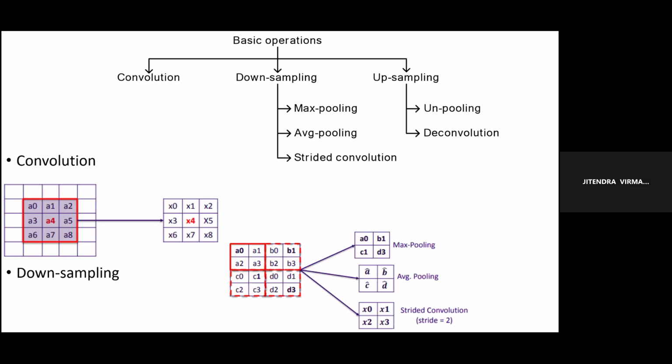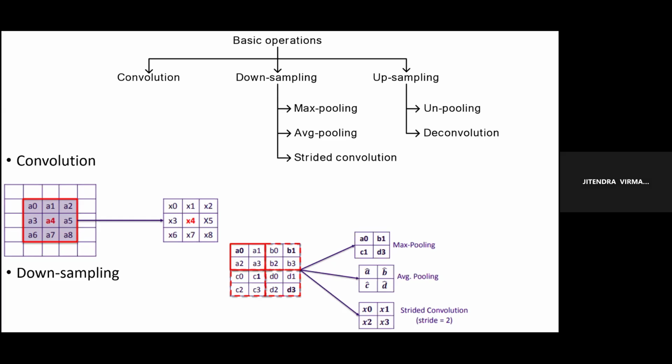Now, you can consider this as an explanation for image convolution. Let us consider a 3 by 3 image, A0, A1, A2, A3, A4. These are the image pixels. And X1, X0, X2 are the filter coefficients.